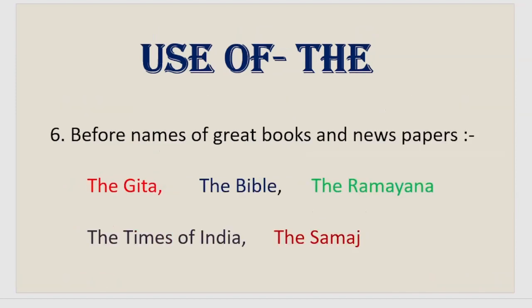Okay. Rule number 6. We use the definite article "the" before names of great books and newspapers. For example, the Gita, the Bible, the Ramayana. They are the holy books, great books. Similarly, we can say the Times of India, the Samaj, the Prajatantra, the Sambad. So, before names of great books, holy books and newspapers, we can use the definite article "the".